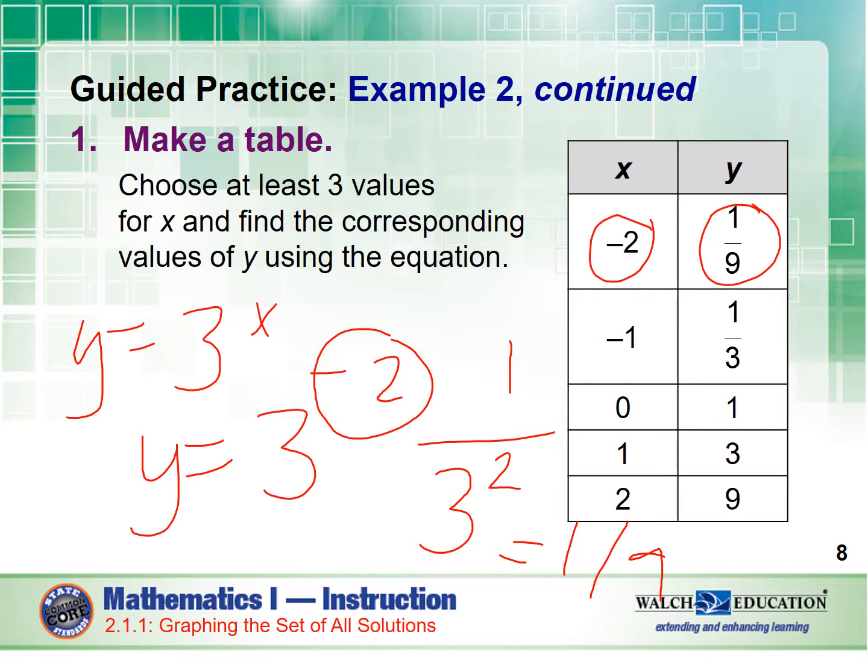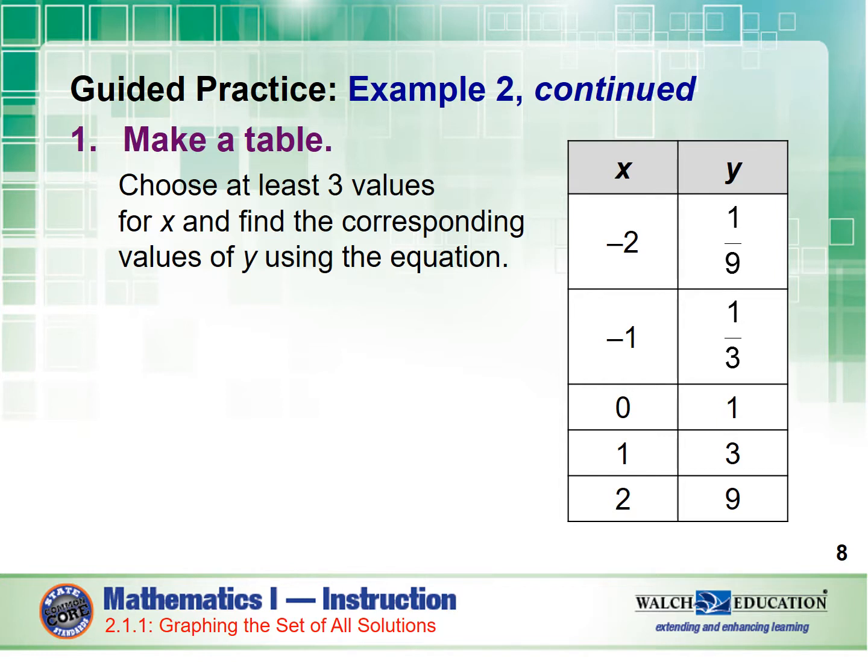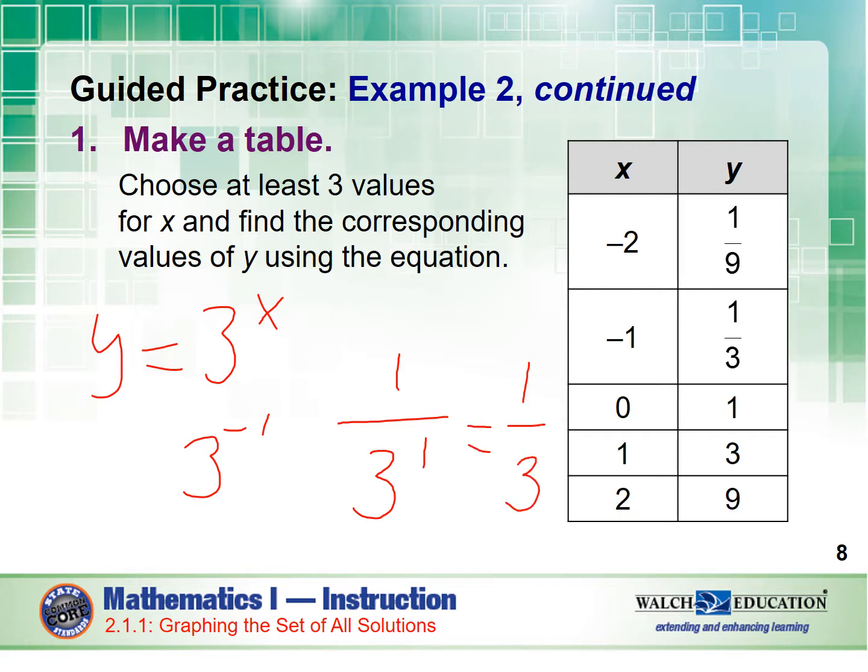Okay, let's erase this ink and show you the example for -1. So we have y equals 3 to the x power. If x is -1, we do the same thing. We're going to put it over itself to make it positive. So we now have 1 over 3 to the first power, which equals 1/3.